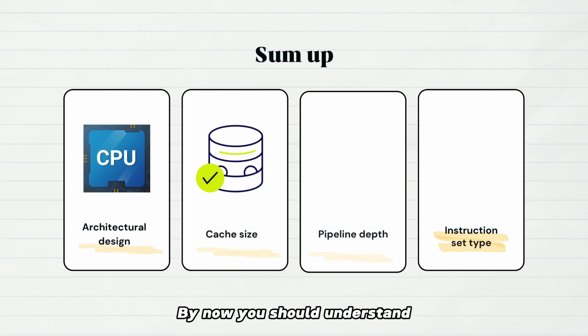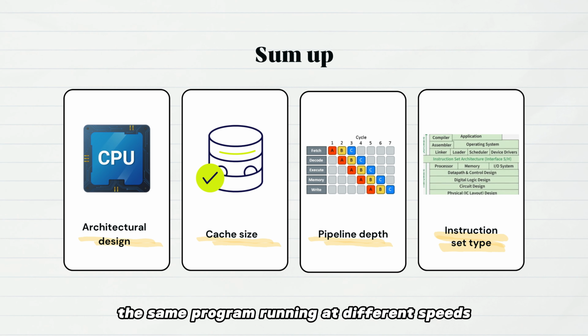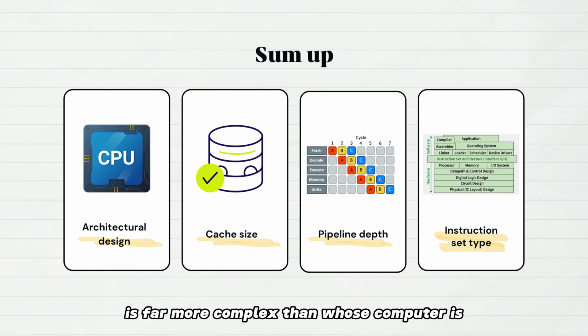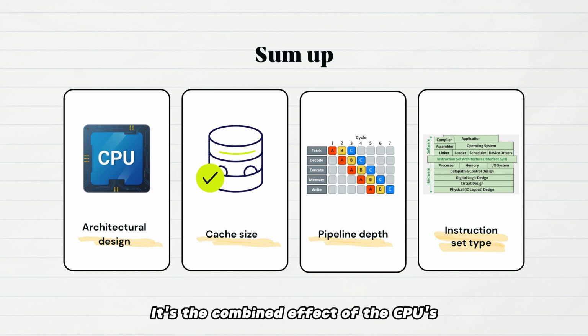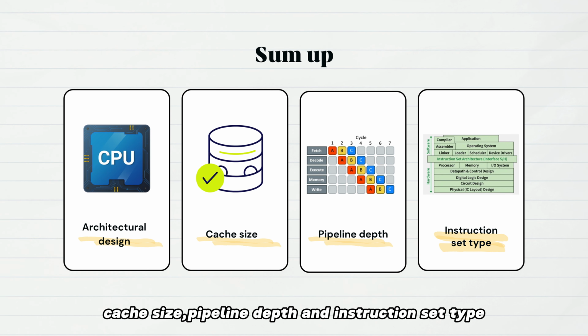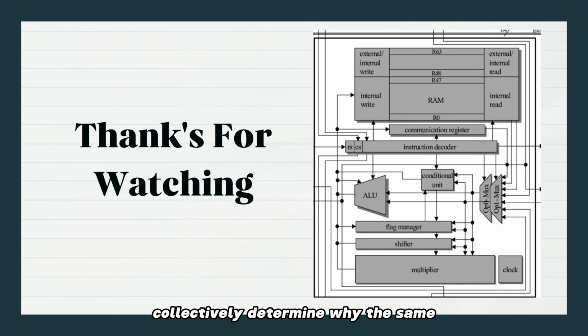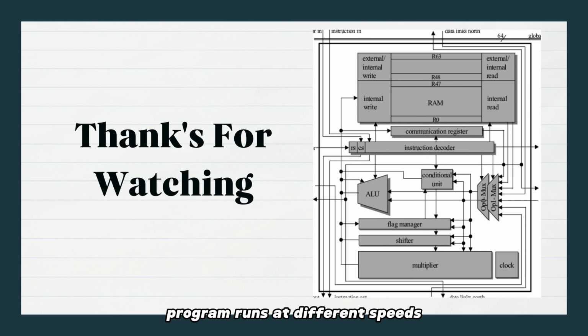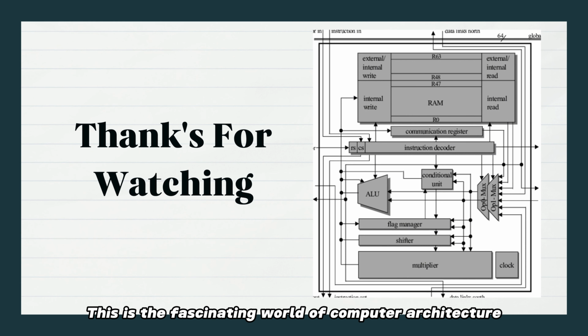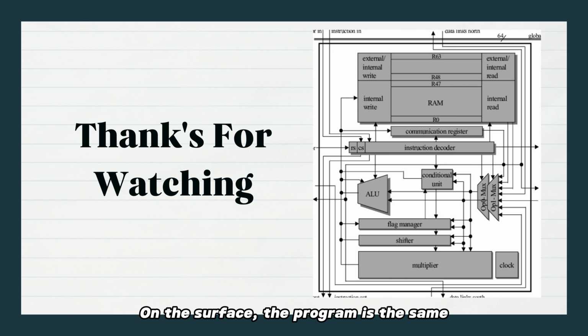By now, you should understand the same program running at different speeds is far more complex than whose computer is more expensive. It's the combined effect of the CPU's architectural design, cache size, pipeline depth, and instruction set type. All these hardware design choices collectively determine why the same program runs at different speeds on different computers. This is the fascinating world of computer architecture. On the surface, the program is the same, but underneath, the underlying realities are worlds apart.